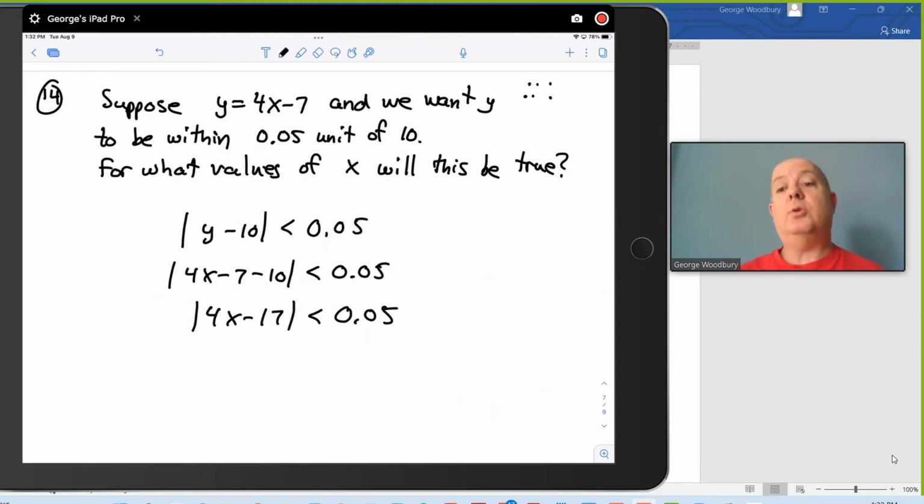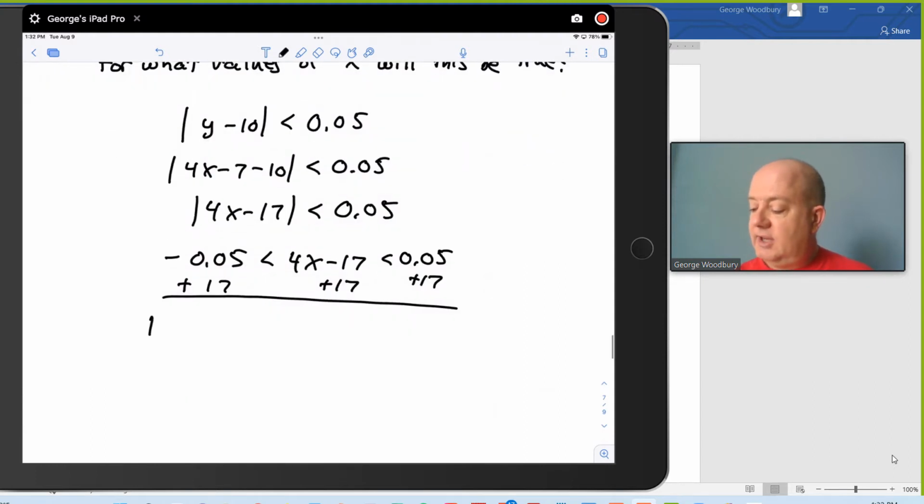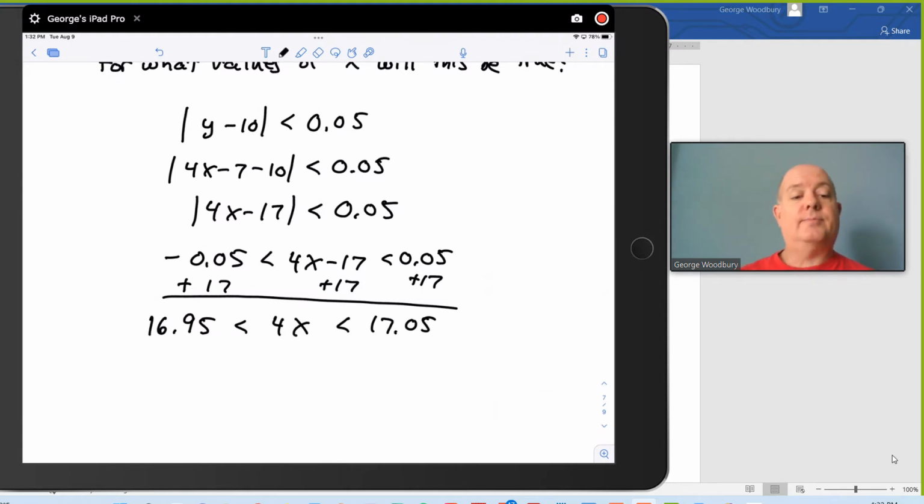Now we have an absolute value less than inequality, so we can trap 4x minus 17 between negative 0.05 and positive 0.05. We can add 17 to all three branches to isolate the variable term in the middle branch, and that gives us 16.95 is less than 4x is less than 17.05.